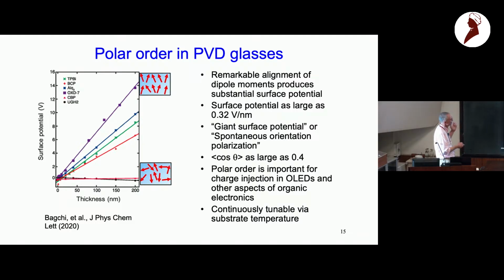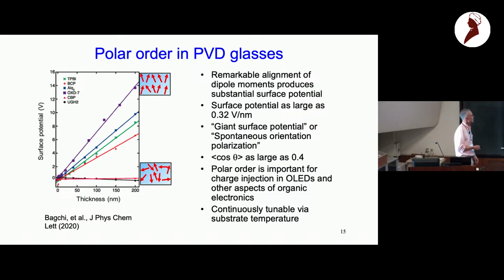So it's a big effect. There's a community of people in organic electronics that study this. This effect is called giant surface potential or spontaneous orientation polarization. And in terms of a metric, the average of cosine theta for the dipole moment can be as large as 0.4. So 1 would be everything perfectly pointing. We can hit almost half that by the deposition process. And this has an impact on the operation of OLEDs, and so that's one of the reasons people are interested in it.